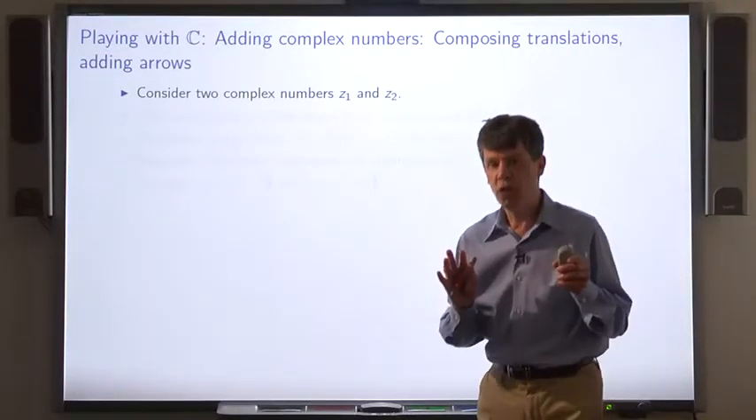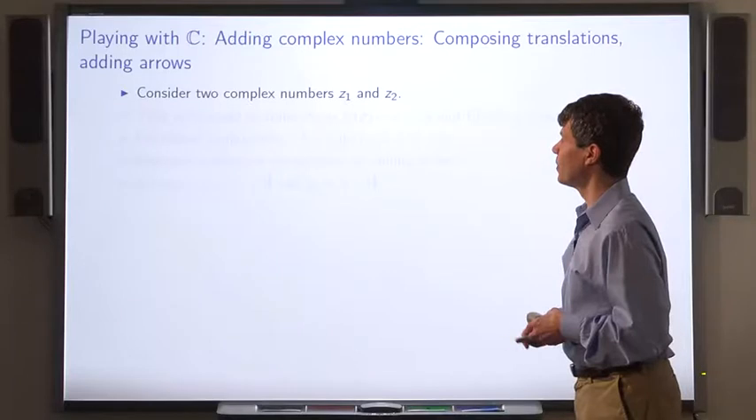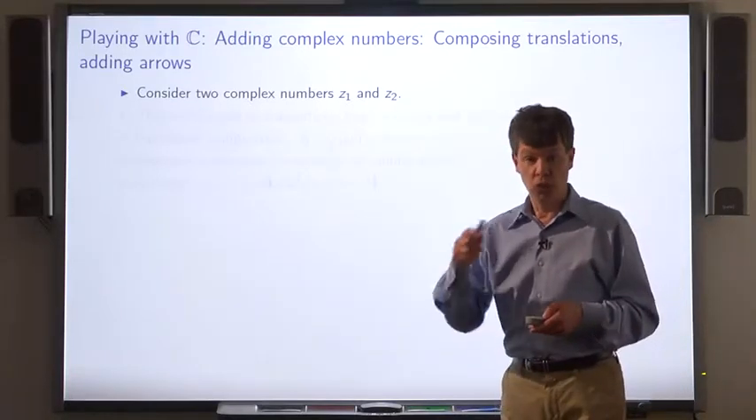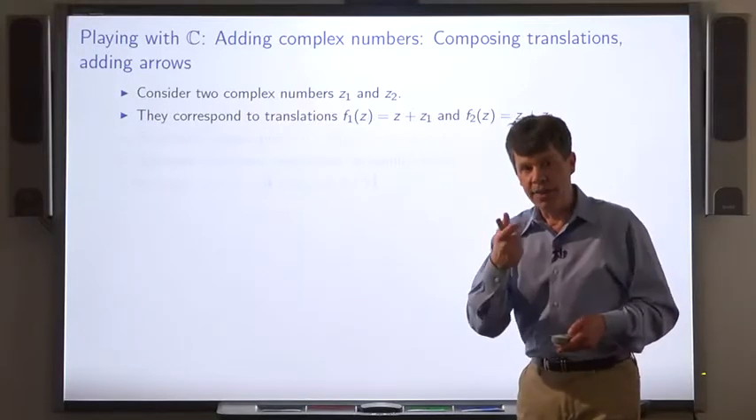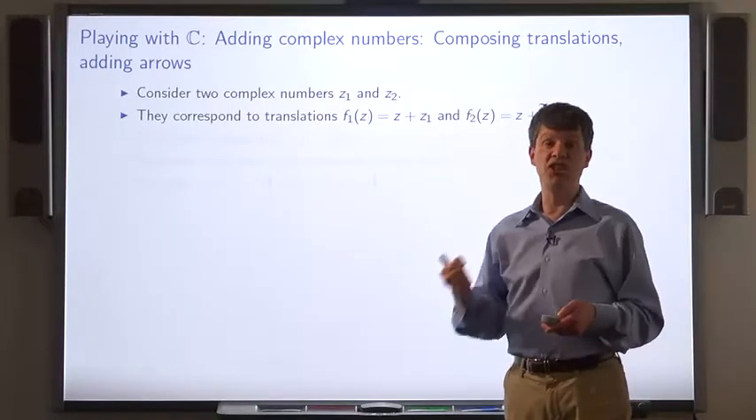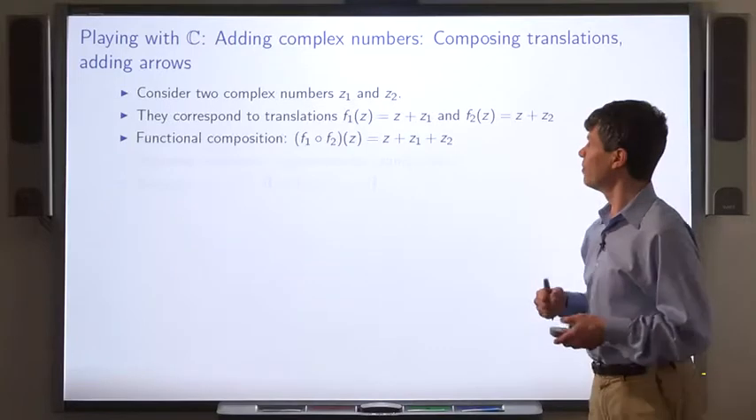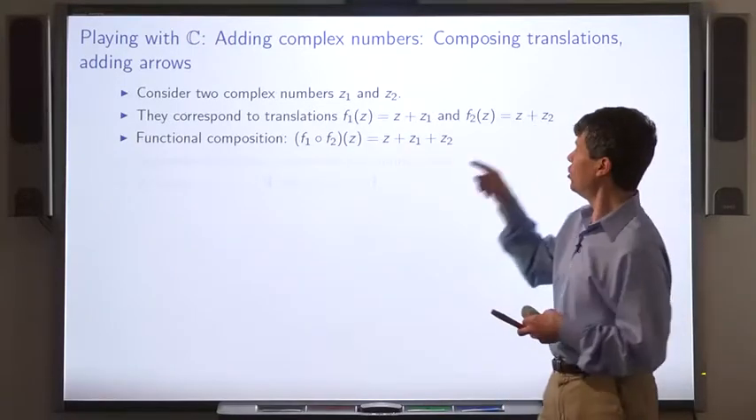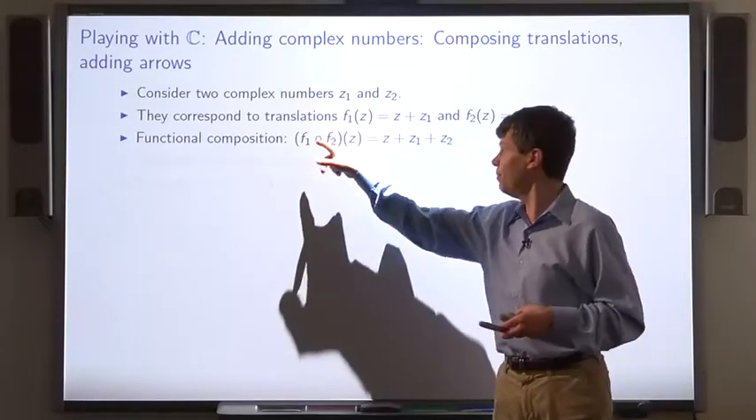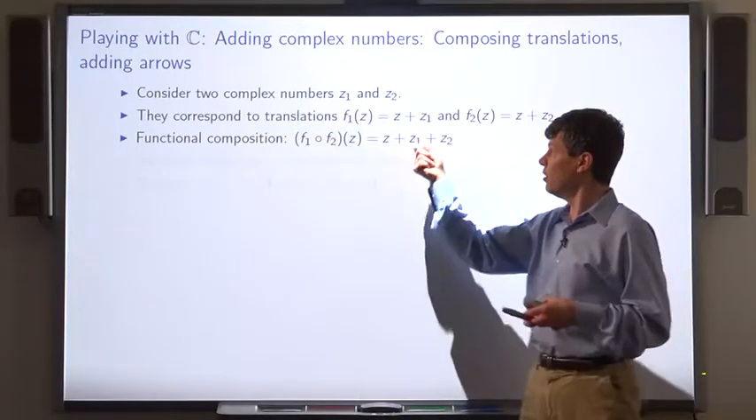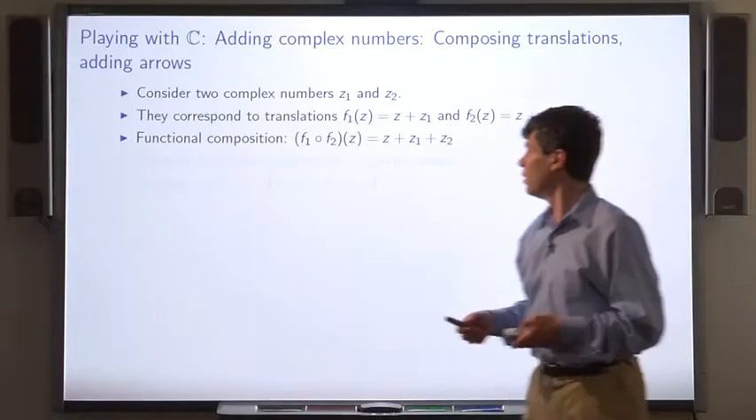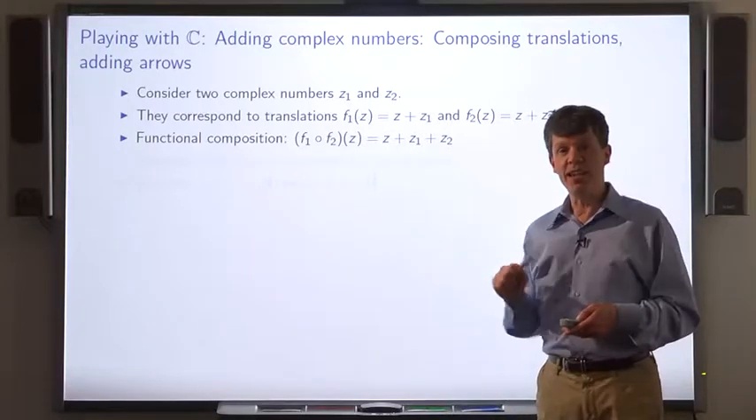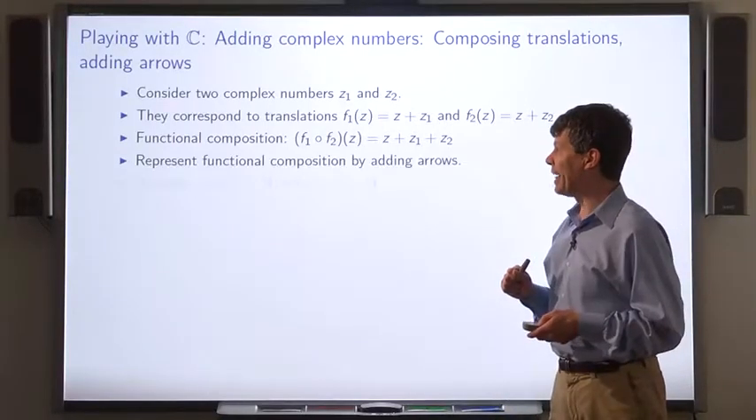Now, consider two complex numbers. Each of them corresponds to a translation. Let's take the functional composition of those two translations. So first we apply f2 to the input, then we apply f1. That's the same as adding first z2 and then z1. So we can represent functional composition by adding arrows.